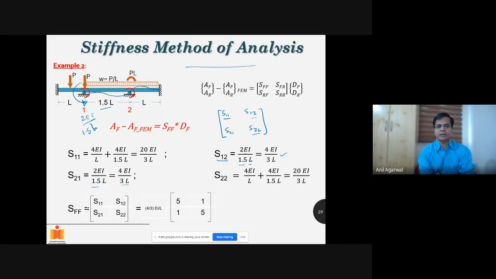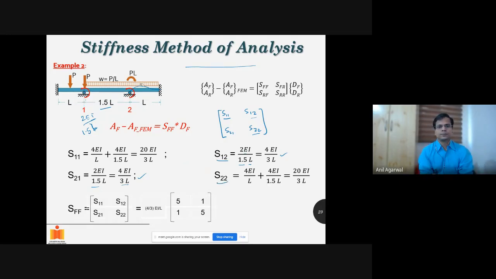S21 will be exactly the same. In this particular case, we are rotating 1 by a unit and observing how much moment I have to apply here to not allow it to rotate. That is the same, 4EI by 3L. And that is also because the matrix is symmetric, right?